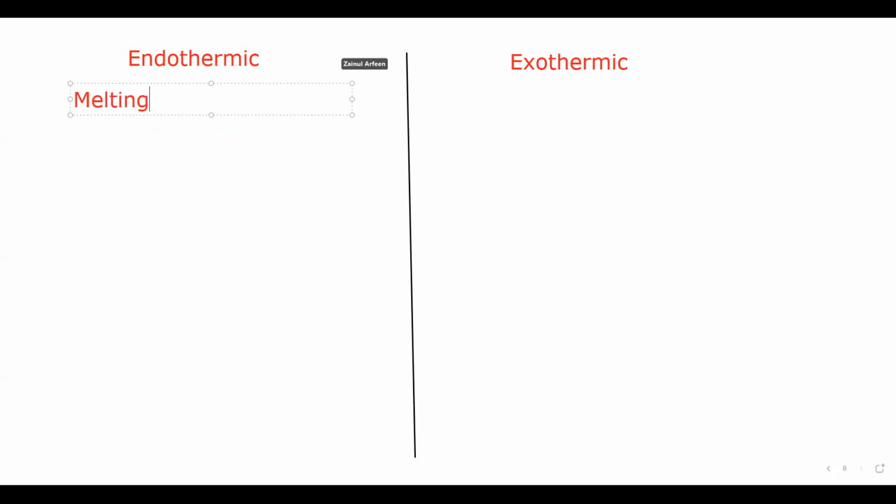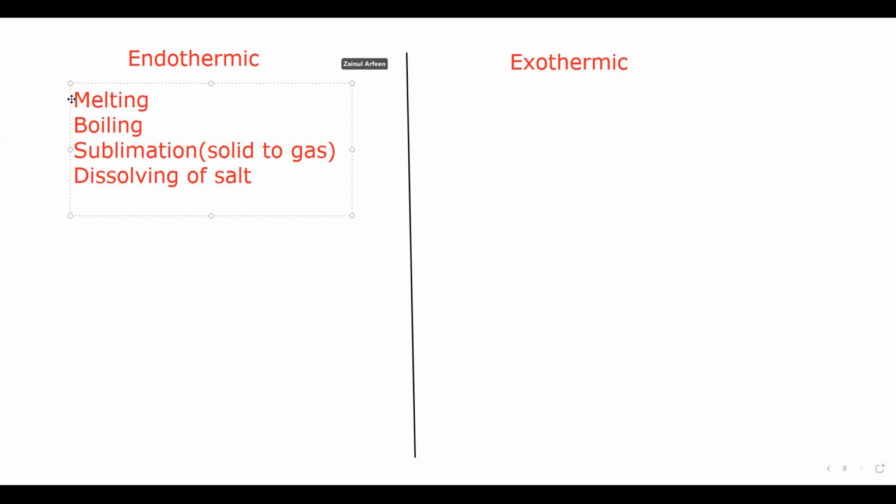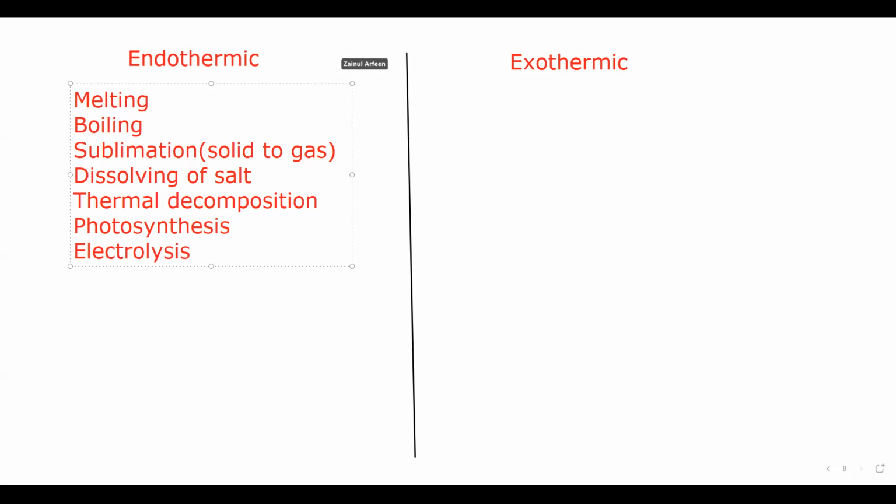Melting, when solid converts into liquid, boiling, when a liquid converts into gas, sublimation in which a solid turns into gas, dissolving of salt, photosynthesis, thermal decomposition, electrolysis in which we supply electrical energy. These are examples of endothermic.